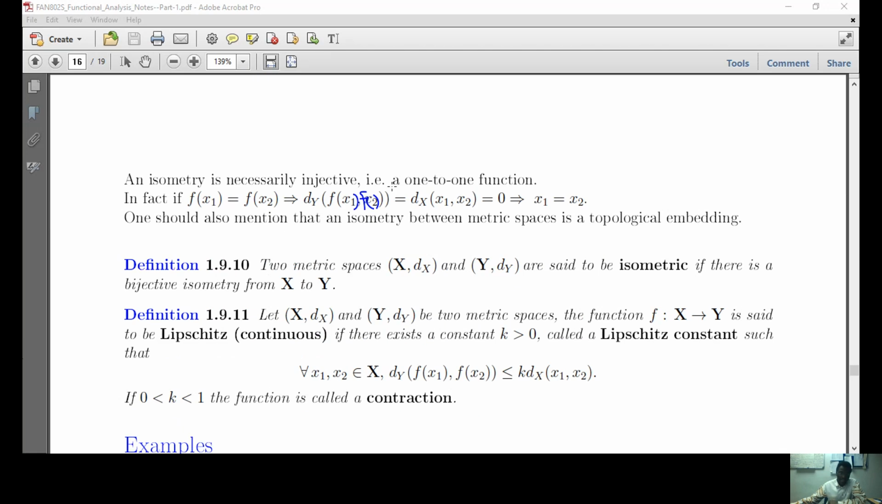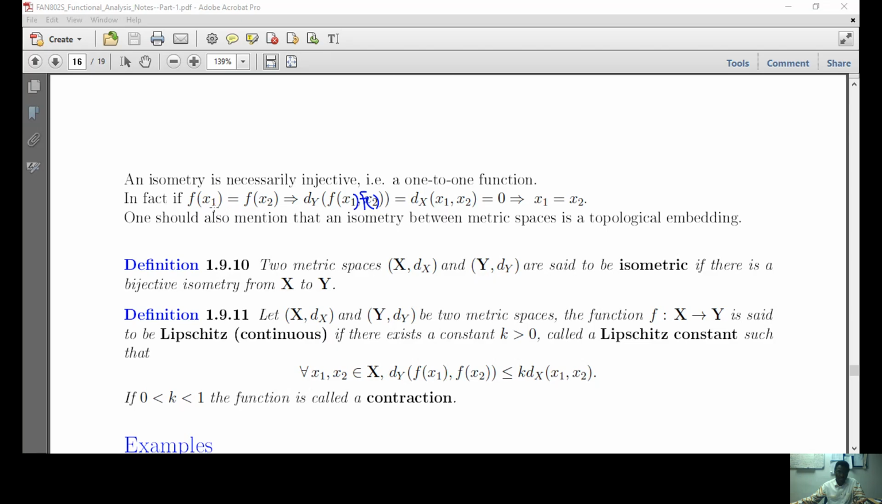And an isometry is necessarily injective, that is, one-to-one. And this is the proof. Easy, right? If it is an isometry, to show that something is injective, I take x1, x2, I assume that f(x1) is equal to f(x2), and I have to show that x1 is x2. If that is true for two arbitrary elements x1 and x2, then f will be called injective.